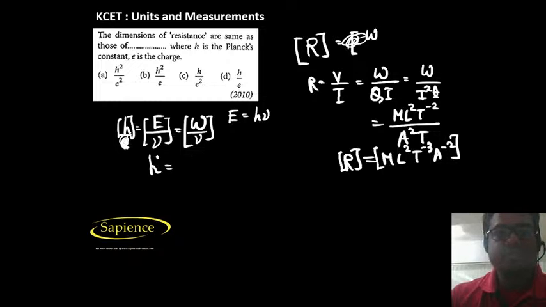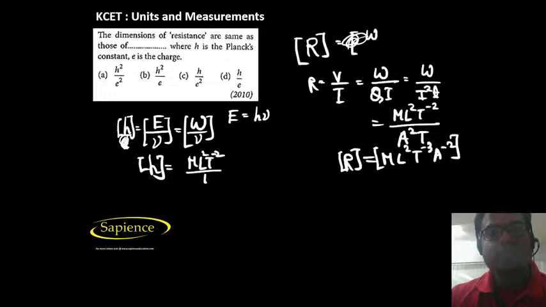So the dimensional formula for h will be work done, which is force into displacement, ML square T power minus 2, divided by nu. Nu means 1 by time period, so it is T power minus 1. So that will be ML square T power minus 1.